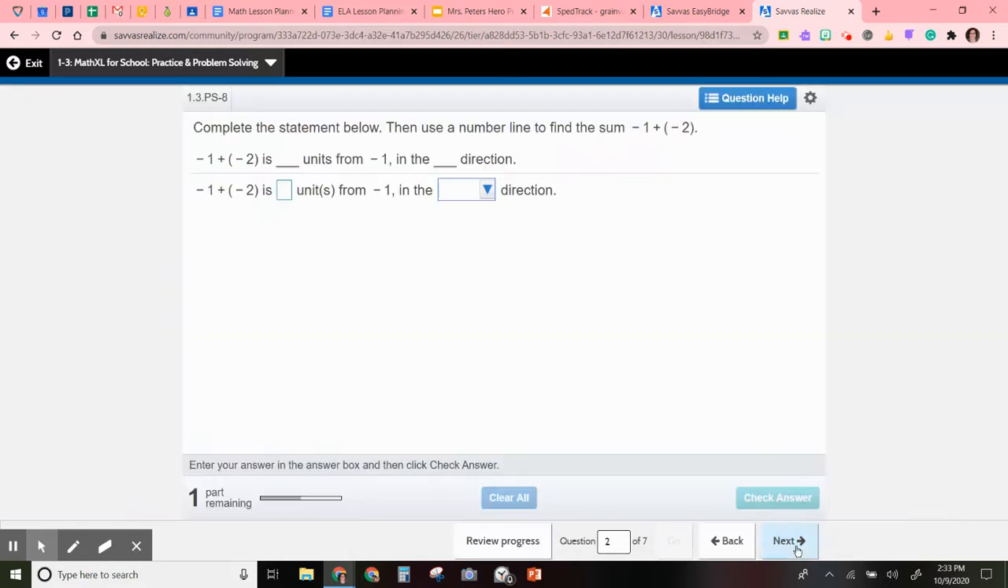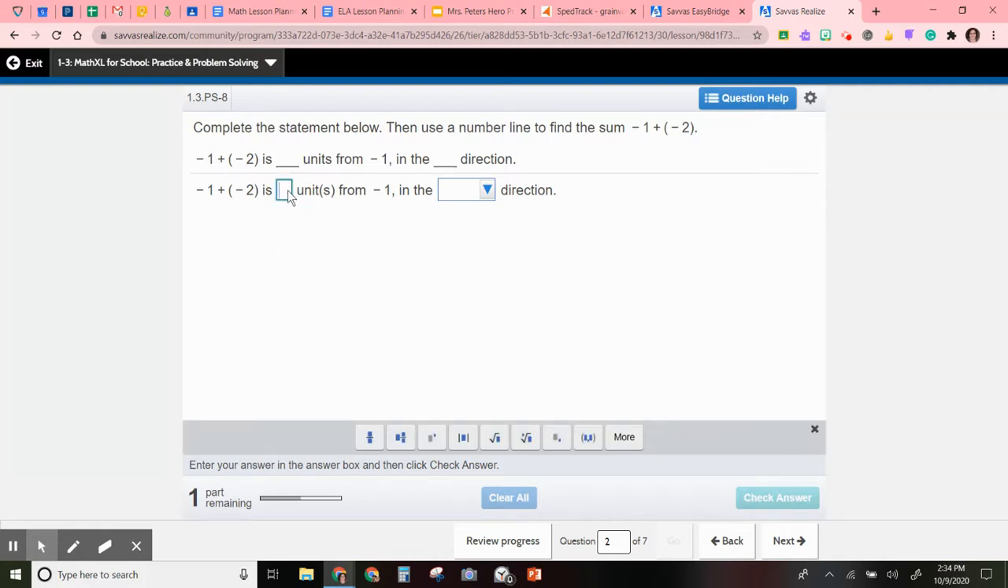All right, we're going to look at this one. This says 7 down here. We're not doing that many, don't worry. Okay, complete the statement below, then use a number line to find the sum -1 plus -2. Okay, -1 plus -2 is how many units from -1? We are starting at -1, moving how many units? We are moving 2 units from -1. And this is -2, so we are going in a negative direction.